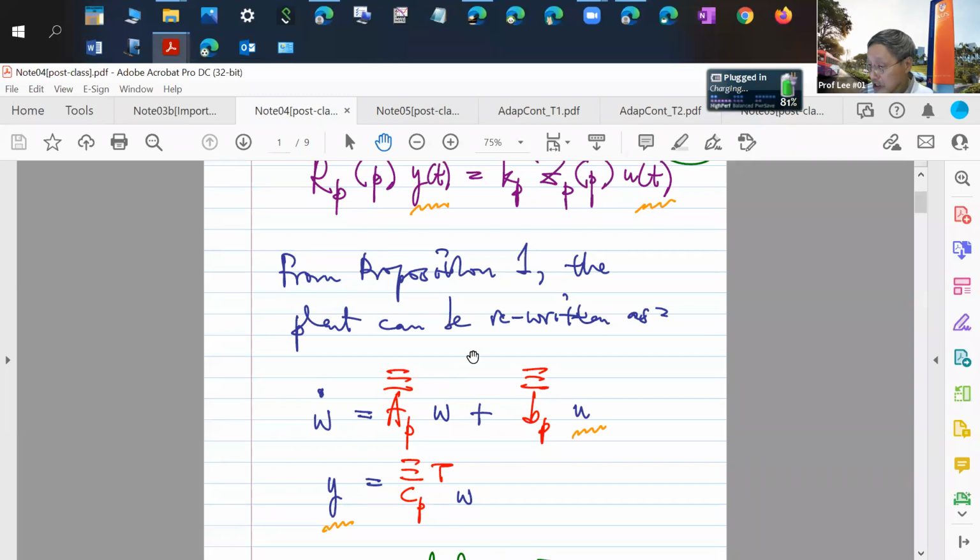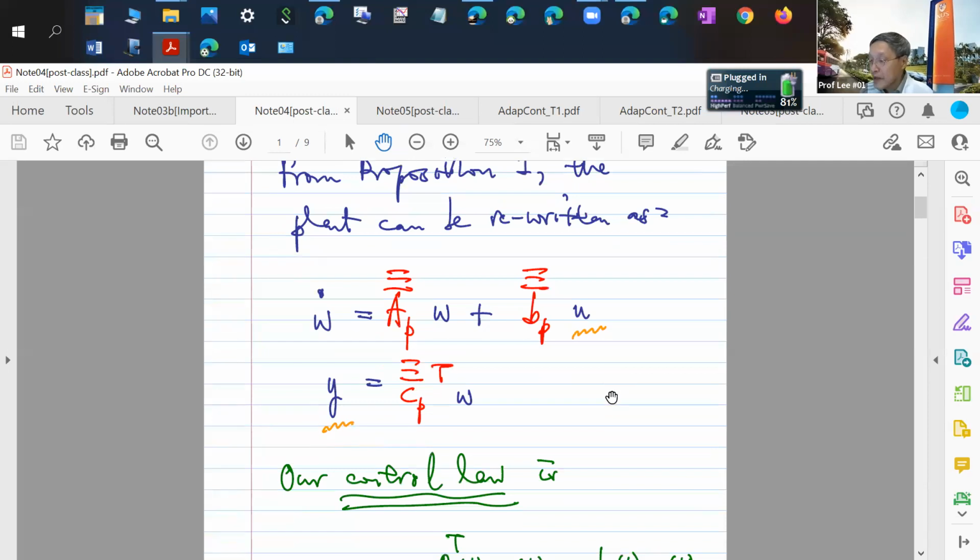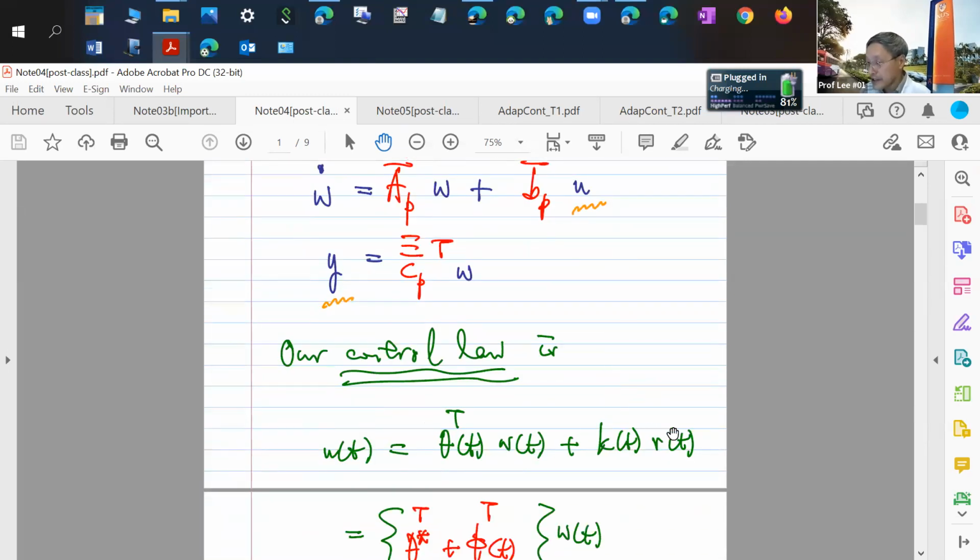You will actually see, for your second order system, exactly what this AP triple bar looks like, what BP triple bar looks like, and what CP triple bar looks like. These are not something very strange. These are very exact things when you work with the exact system, and you will be able to put them down there. So from proposition 1, these things are down there. The control law is like this.